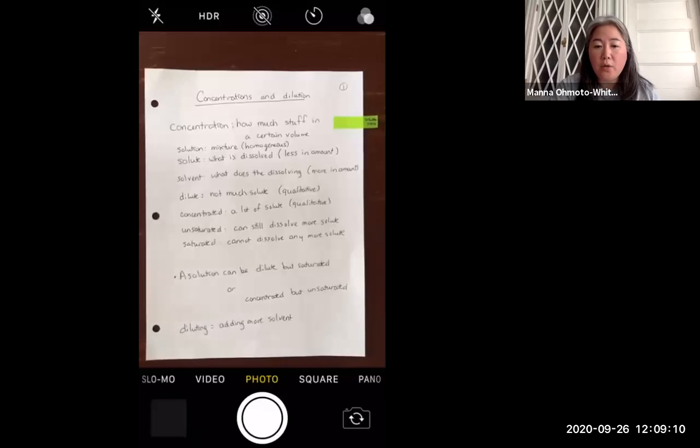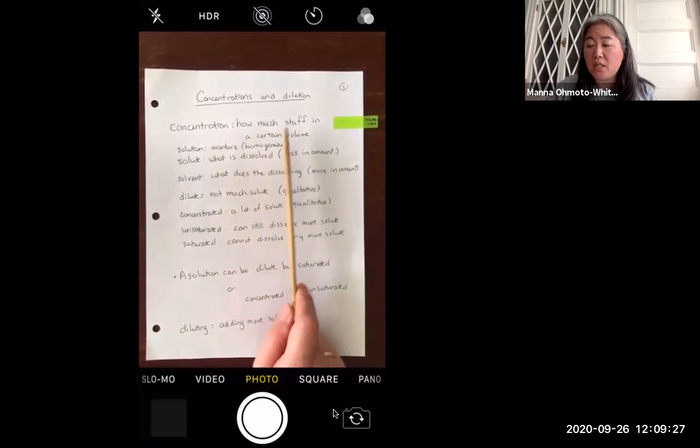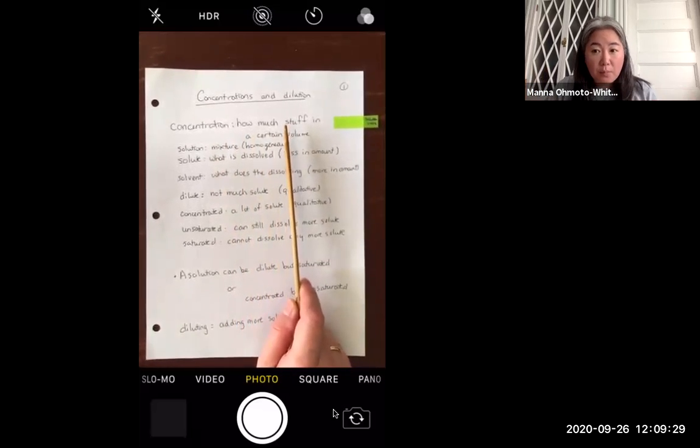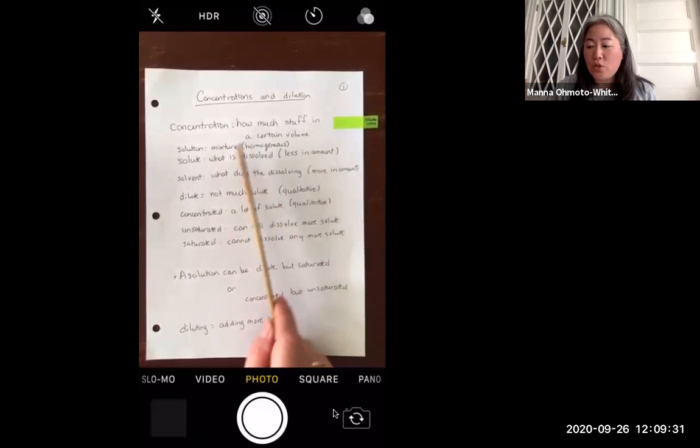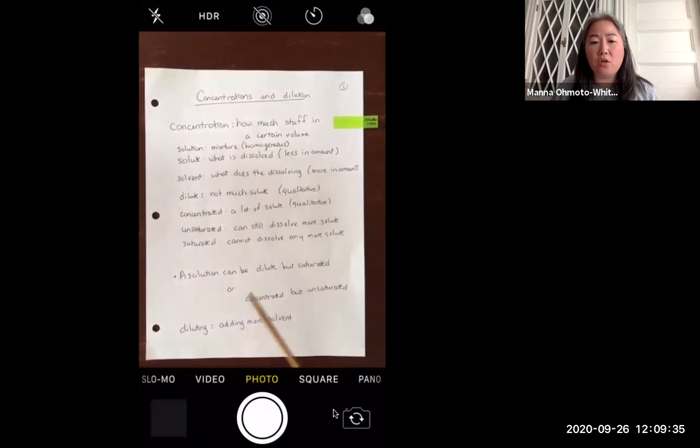Concentrations and dilutions. So we are going to be looking at solutions. So part of what we need to do is to have some vocabulary. So a solution is something in which I'm mixing two things together. And the concentration is how much stuff is in that certain volume, the stuff being the stuff that I'm putting into my solution.